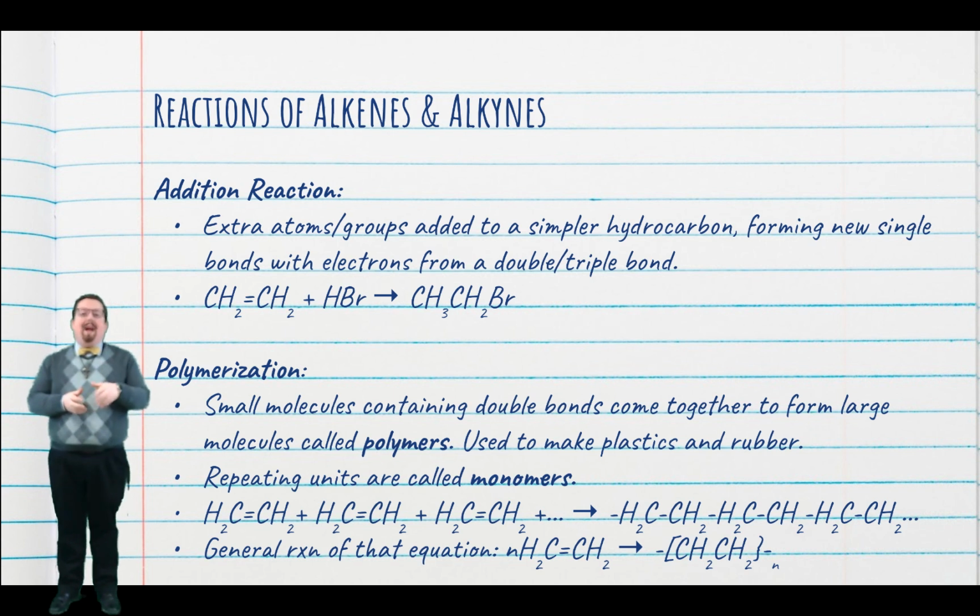The general form of that reaction is n, then our molecule with a double bond, gives us in brackets the monomer with a subscript n at the end. That says that based on the number of original monomers we threw together, they linked up and created a chain of repeating monomers that's the same number long. We'll do more with both of these reactions later, but for now, keep those on your brain.